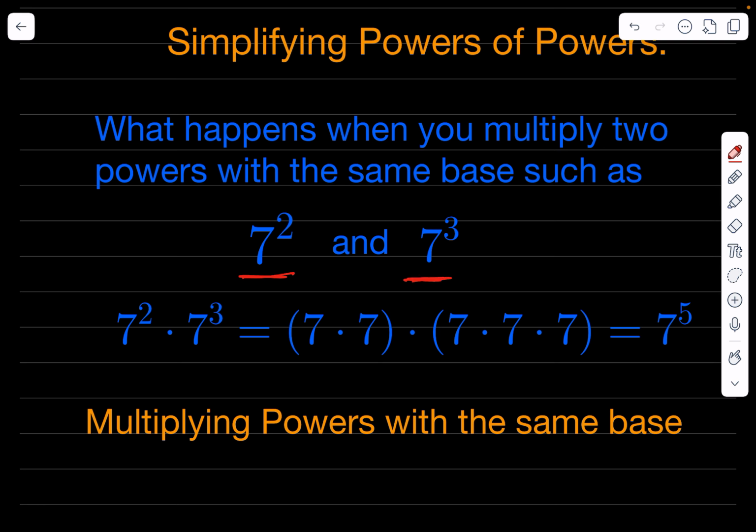If we multiply 7 to the second, that's the same as 7 times 7. 7 to the third is 7 times 7 times 7, 3 times. If we add up all the 7s, we've got 1, 2, 3, 4, 5. So 7 to the second times 7 to the third is 7 to the fifth. And this will be the same if we change the 7 to an x squared and an x to the third. We would still add the 2 and the 3 and get x to the fifth.